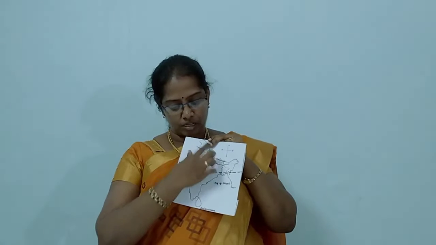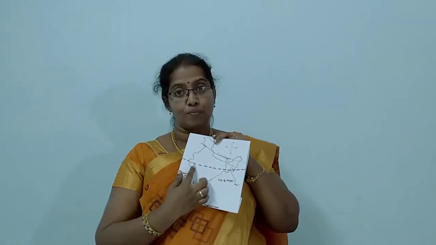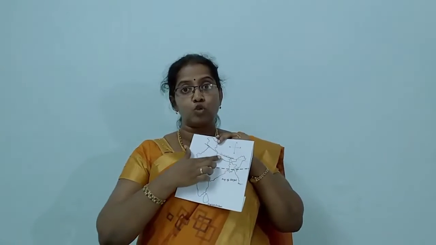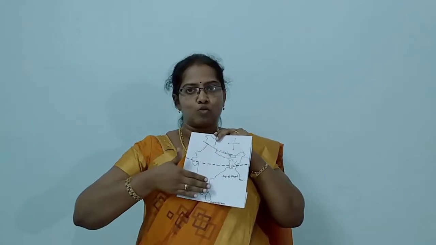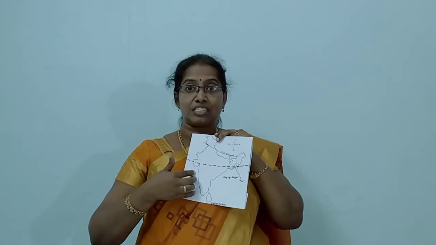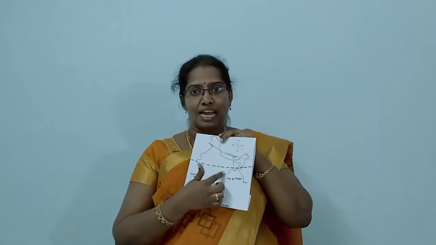Children, so this is the India map. At the center, the Tropic of Cancer divides India into two equal parts, the northern part of India and the southern part of India. So these are the things that I told under the heading of latitude.